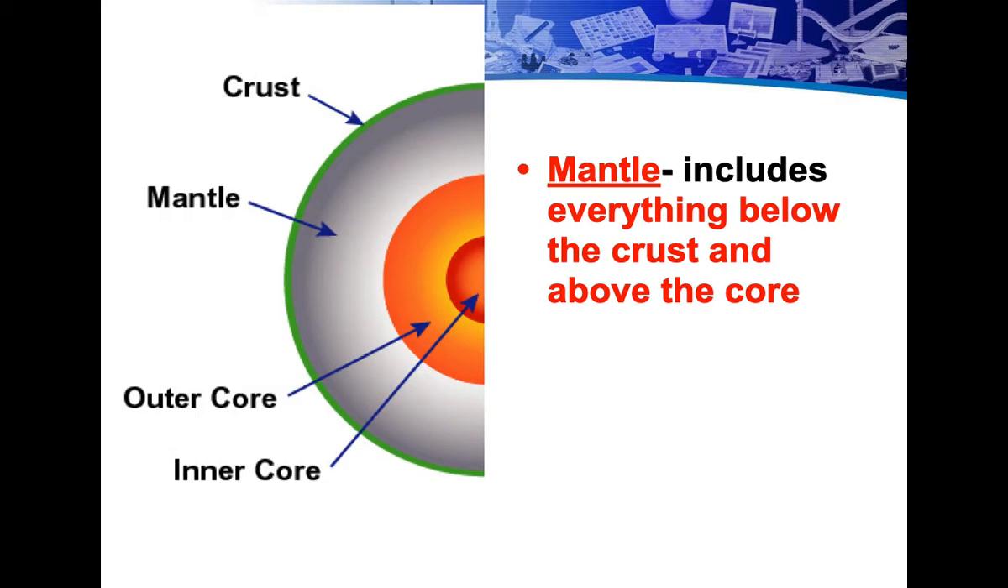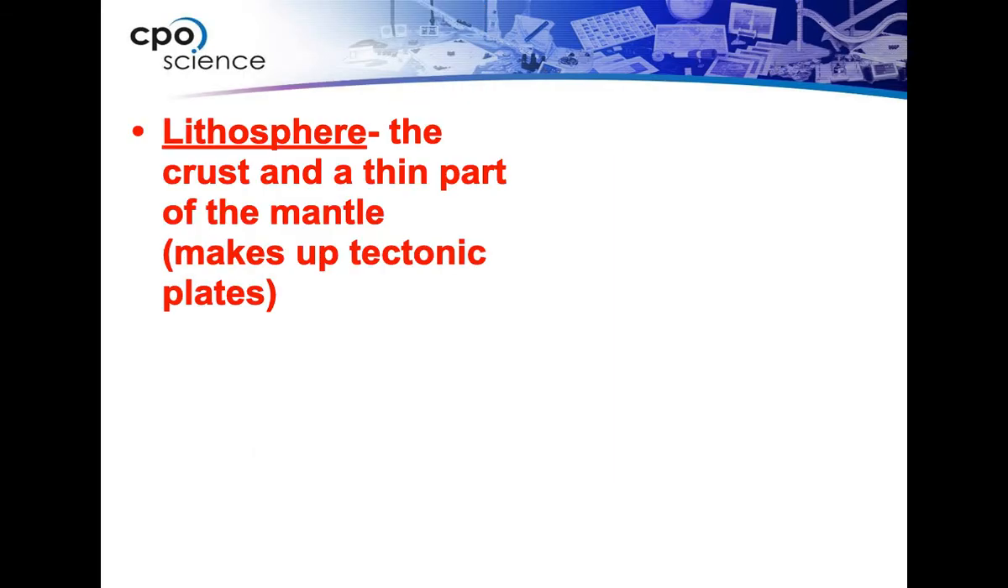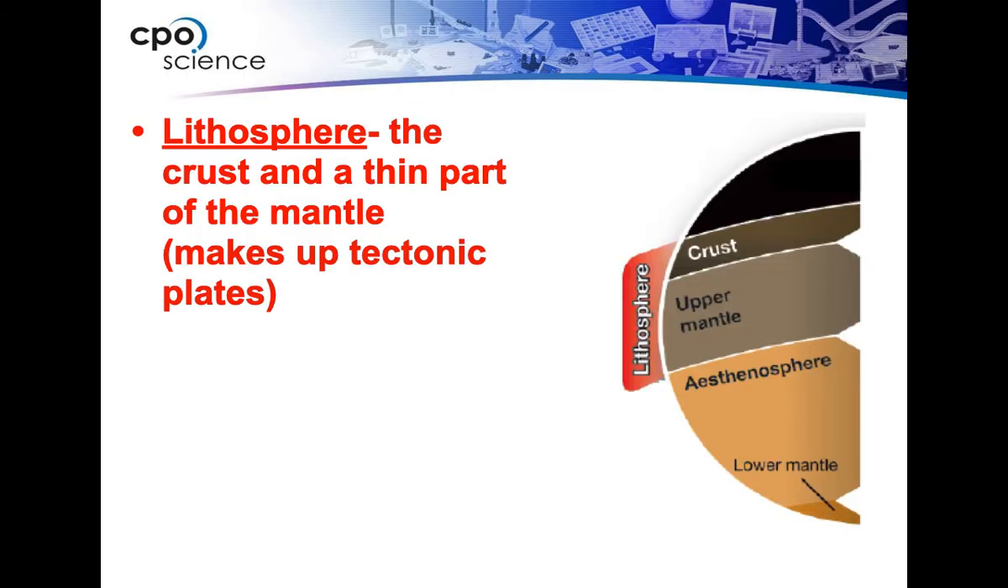So our next layer is the mantle, which includes everything below the crust and above the core. This is the egg white. Now the lithosphere is comprised of, here's one of our layers that isn't compositional, remember it's mechanical, the crust and a thin part of the mantle. It's hard. It is the hard part. And that's the reason why it's the crust and the upper mantle. The upper mantle is hard.